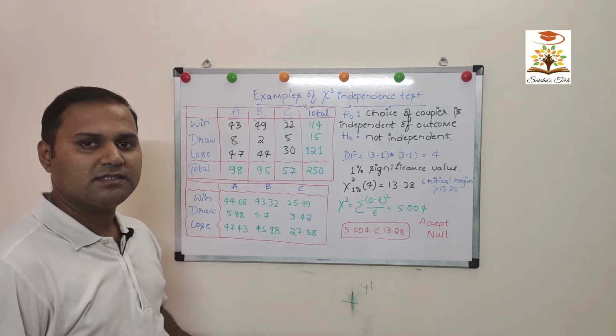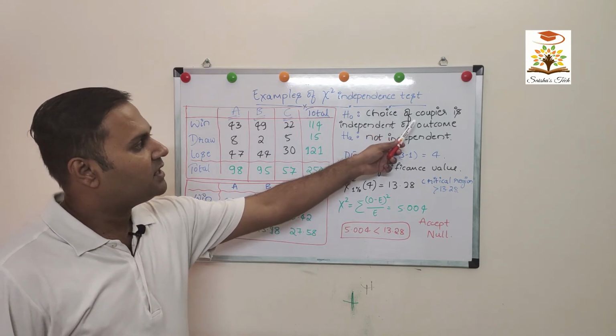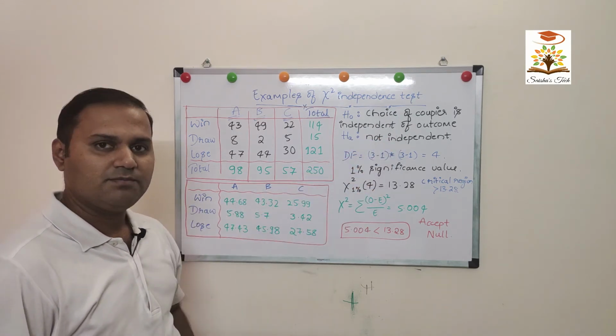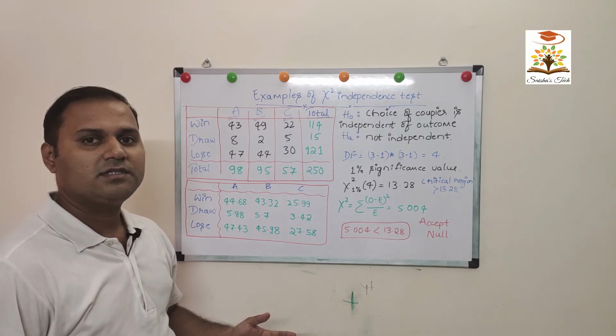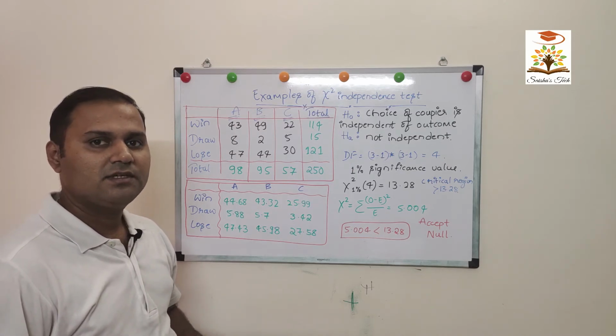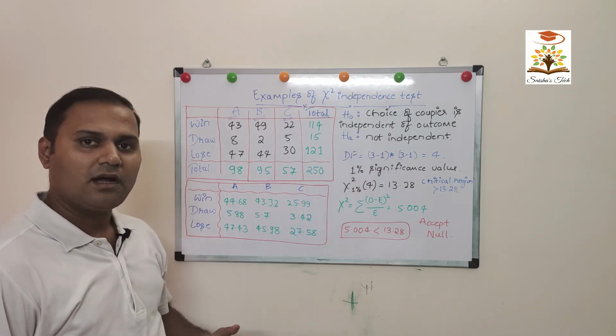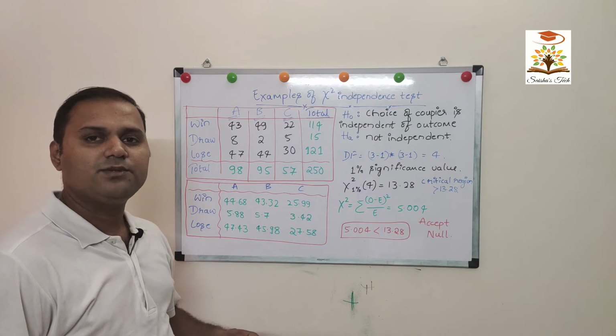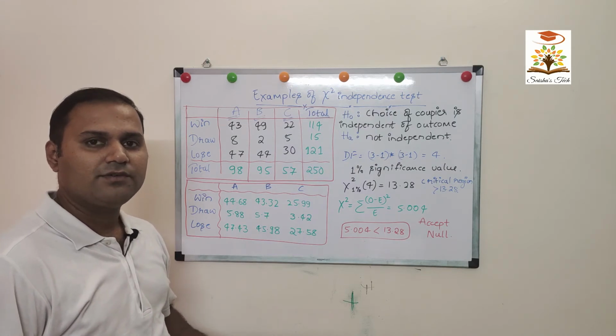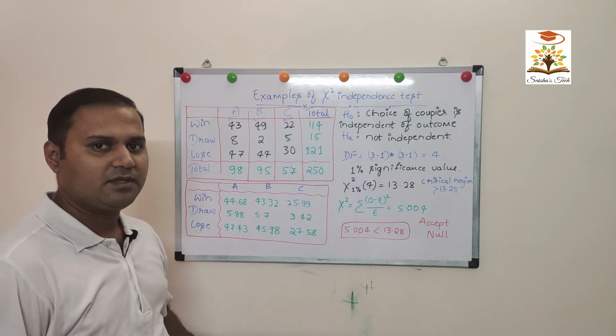The null hypothesis says that the choice of the copier is independent of the outcome, and the alternative hypothesis is contrary to the null hypothesis, which says that the choice of the copier is not independent of the outcome. As we do not have the expected values, we are going to calculate them.